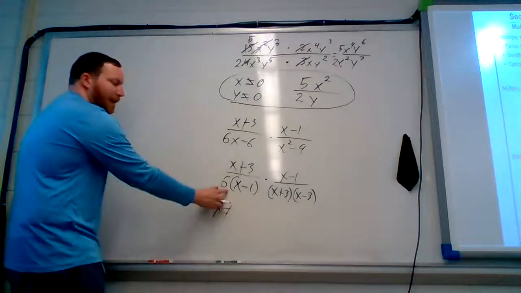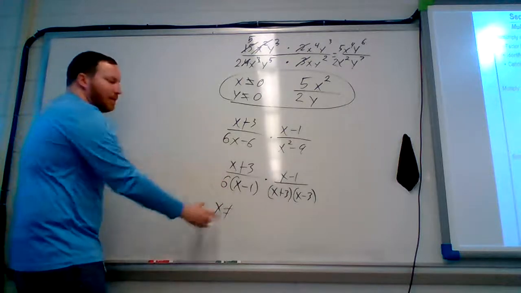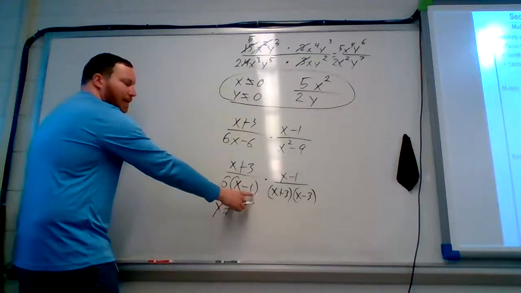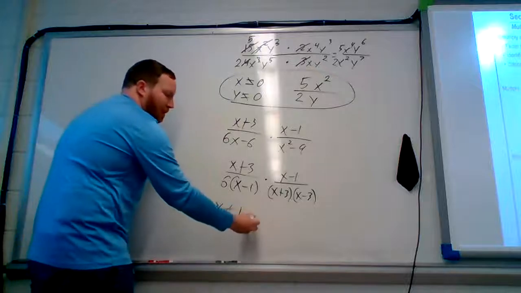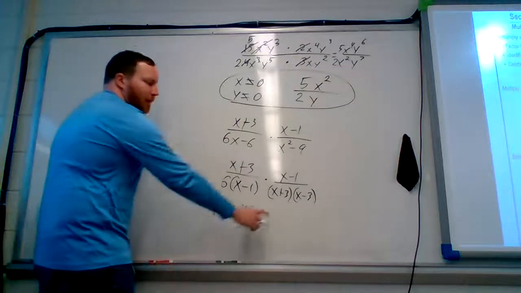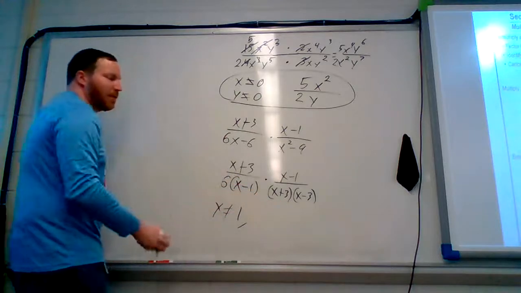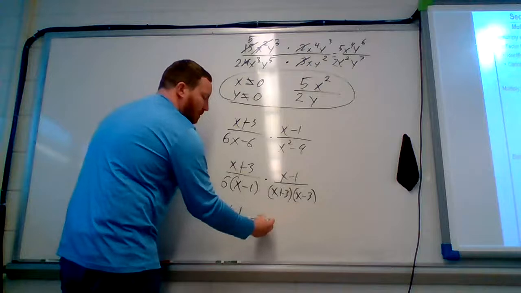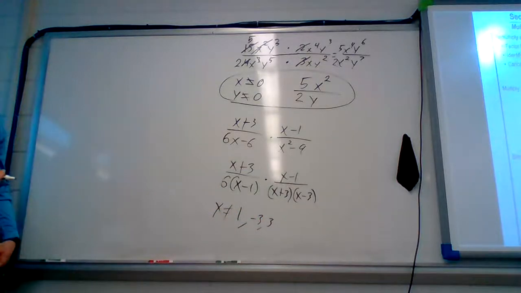In this case, I have a 6 by itself. There's no x with it. I can ignore that 6. And then we have x minus 1. So the value of x that gets me 0 in this denominator would be a positive 1. Then we have x squared minus 9 over here. So x that gets me 0 is both a negative 3 and a positive 3. And that's all my excluded values.